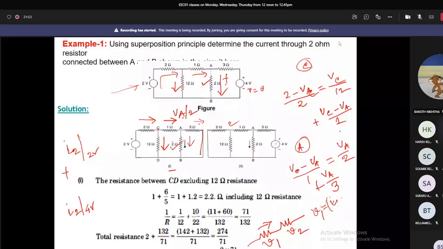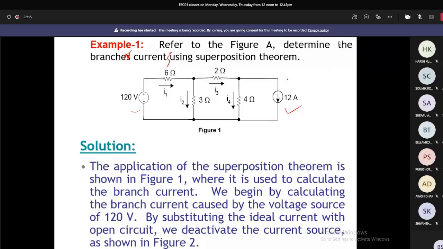For this one, we are supposed to calculate each branch current. We have to solve the branch currents using the superposition theorem for this circuit. That means we have to calculate I1, I2, I3, I4, and this is the current source, so no need actually. This ideal current source means an open circuit. So first, we have to take care of the 120 volt source only, while replacing the 12 ampere source by its internal resistance. What is the internal resistance of an ideal current source? It is an open circuit, right? So we will have only this much, 6 ohm. If I redraw it, it will look like this.